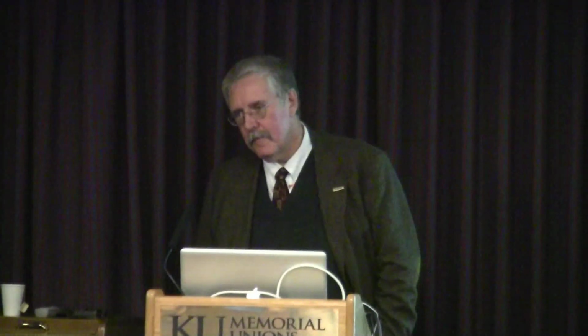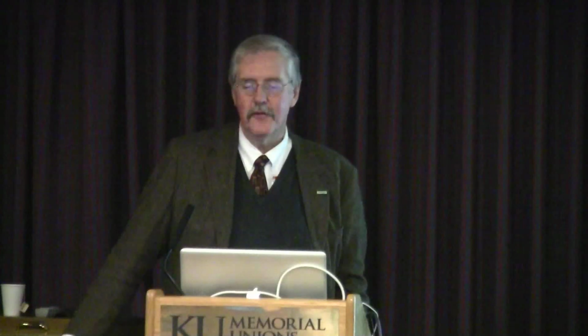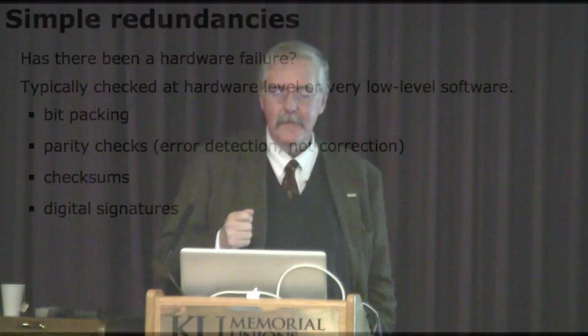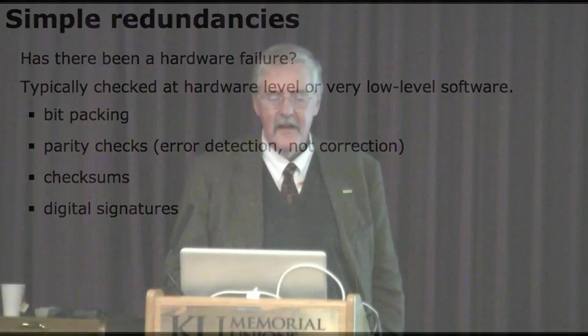So let's look at those in a little more detail. At the level of the hardware or very low-level software, our systems typically have the ability to check for certain errors, and they do this typically by means of very simple redundancy. There are mechanisms for bit packing and parity checks that I've already talked about, checksums over sequences of bytes or characters, and digital signatures, which can be regarded as checksums on steroids.